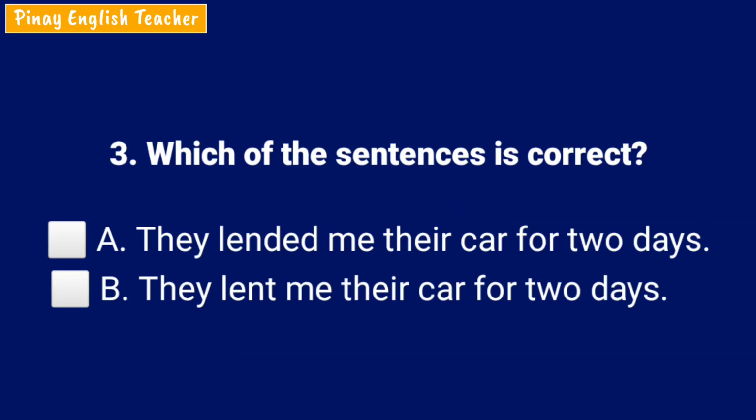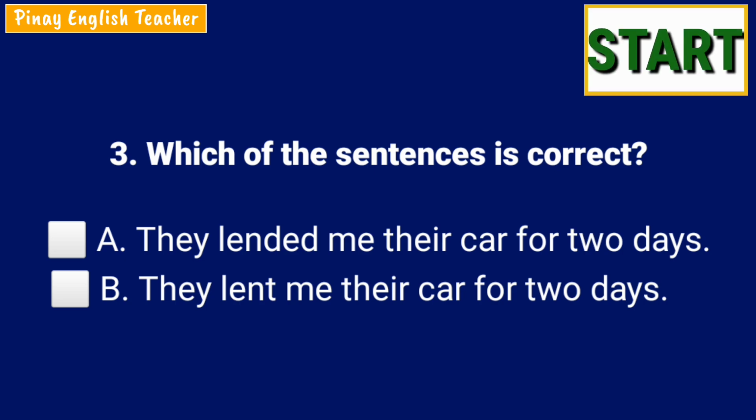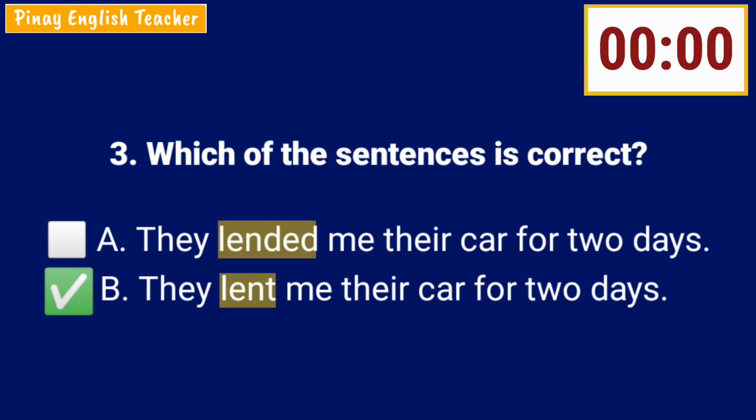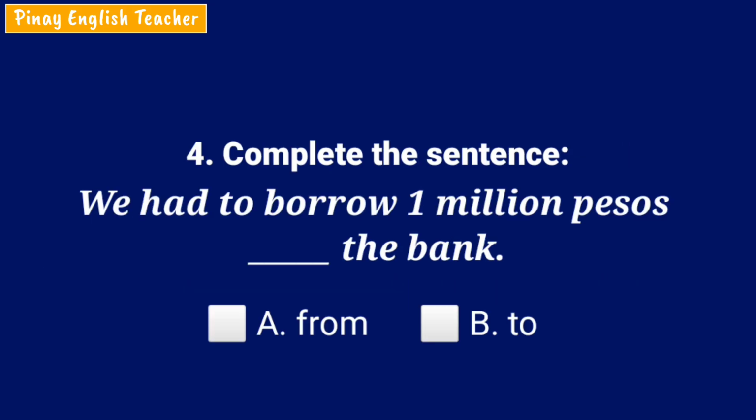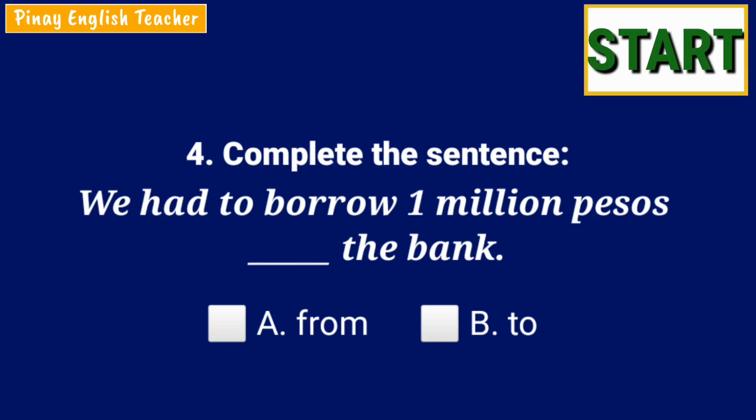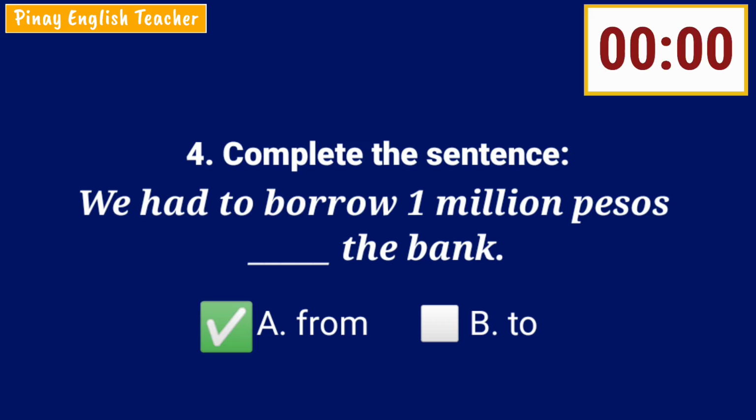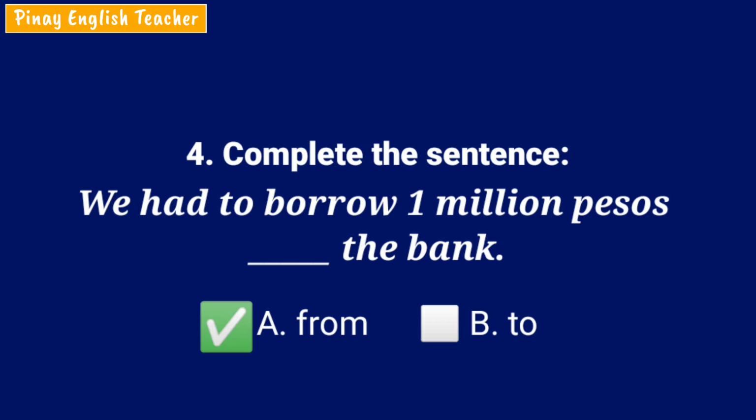Number 3. Which of the sentences is correct? Letter A, they lended me their car for 2 days. Letter B, they lent me their car for 2 days. The answer is B. Number 4, complete the sentence. We had to borrow 1 million pesos from the bank. A, from. B, to. The answer is A, from.